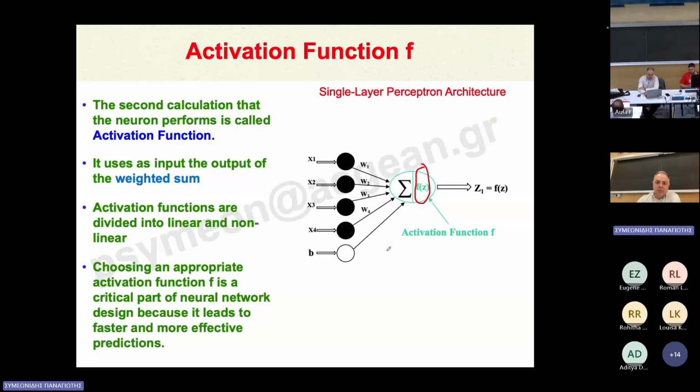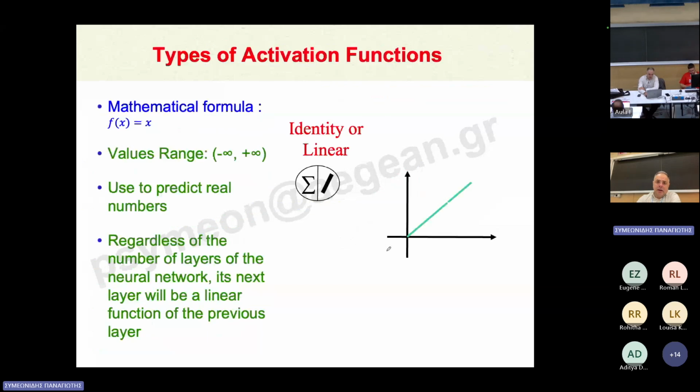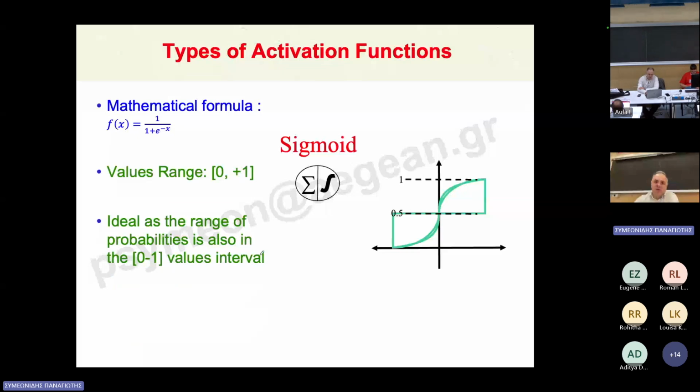So among the activation functions, we have the linear or identity activation function. Regardless of the number of layers of the neural network, its next layer will be a linear function of the previous layer. The sigmoid function is ideal as the range of probabilities, also in the 0-1 values interval. So this is in the 0-1 values interval for the sigmoid. And this is the equation.